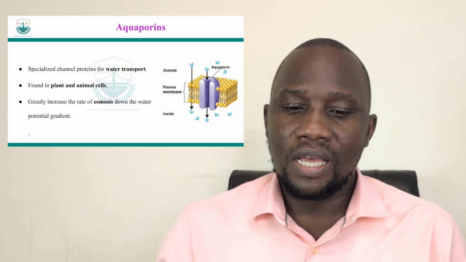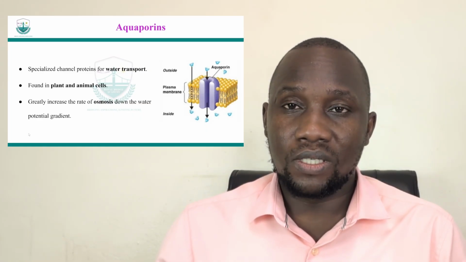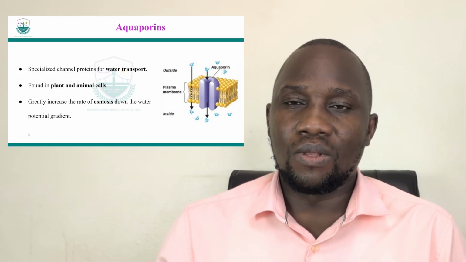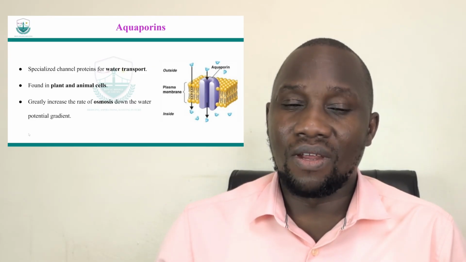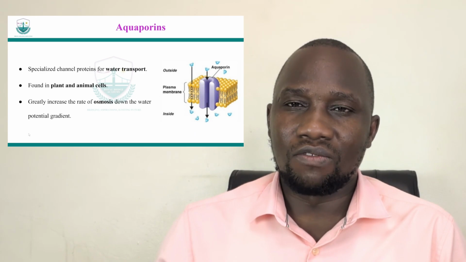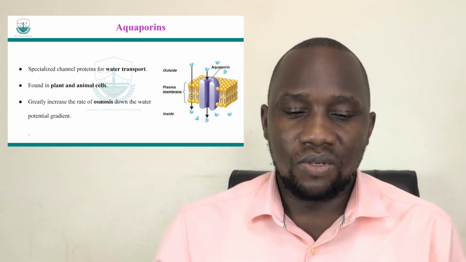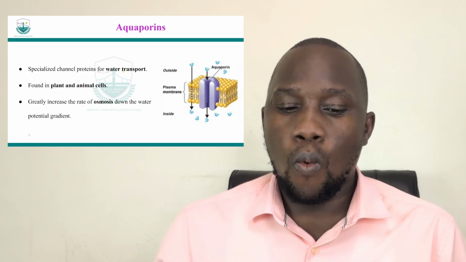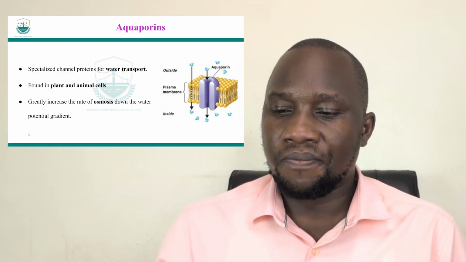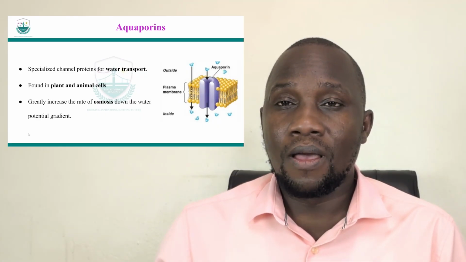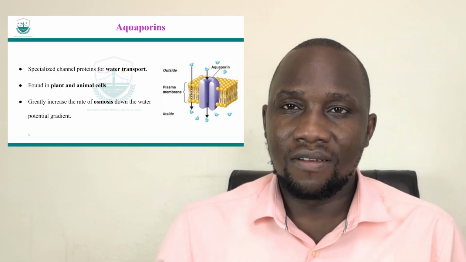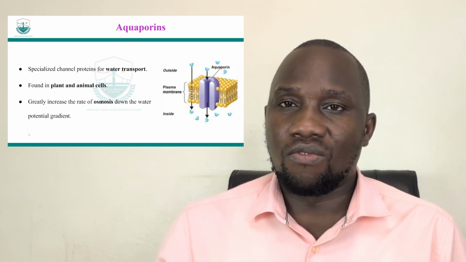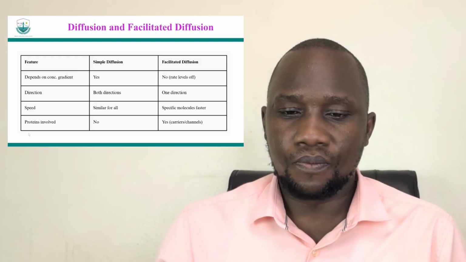So the aquaporins are found in plants, but some animal cells also have them. They basically make the process of transport very fast. Okay, so they increase the rate of osmosis down the water potential gradient. Okay, so across some plant and animal cells, you can have what we call aquaporins that increase the rate of transport of these molecules.